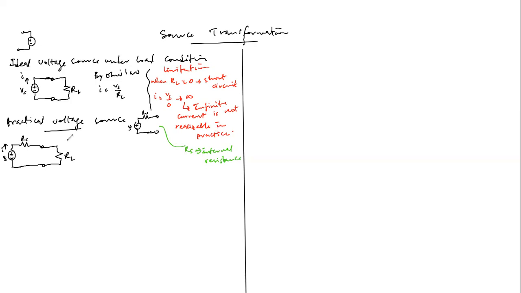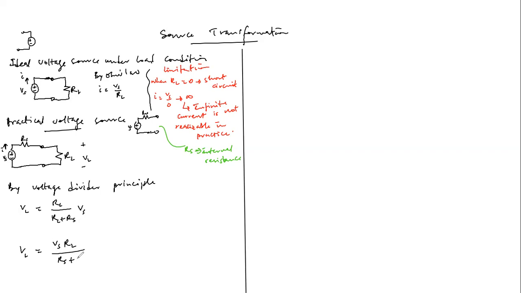Now, if we measure the voltage across the load, by the voltage divider rule, VL will give us RL divided by RL plus RS, times VS. If we rearrange this, it gives us VS RL by RS plus RL. Perfect.